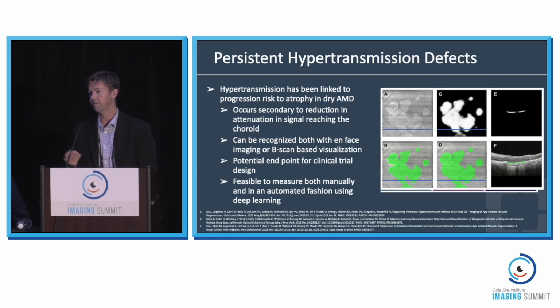More recently, we've also seen persistent hypertransmission defects. Phil Rosenfeld has really championed this as a potential important new clinical trial endpoint that occurs based on reduction of the attenuation that's seen as we see progressive outer retinal atrophy and RPE loss. This can be recognized both on the en-face OCT, but also at the B-scan level. One of the nice things is now we have technology to be able to do this in an automated fashion and not just have to measure this solely manually.